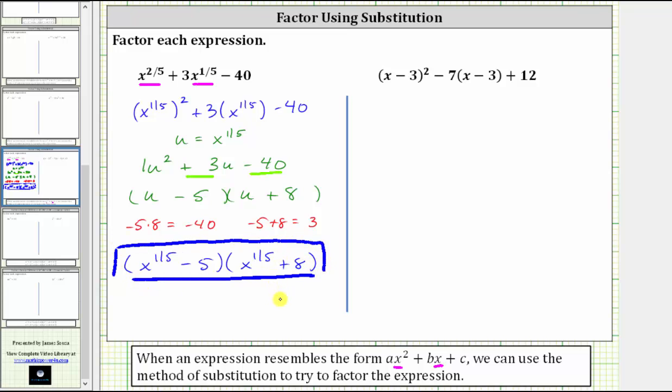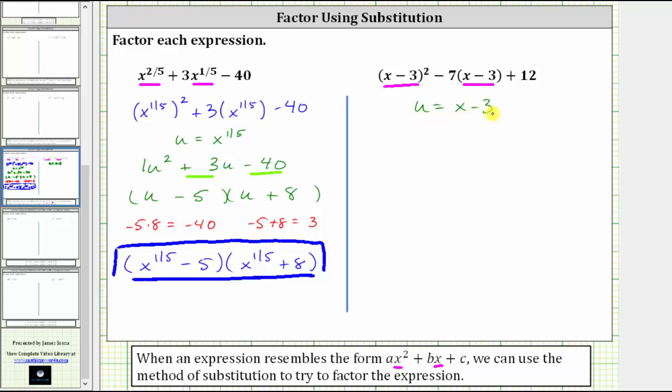And now let's take a look at our second example, which is a little bit different. Notice how we have the quantity x minus 3 squared minus 7 times the quantity x minus 3 plus 12. While we could multiply all of this out and then factor, let's use the method of substitution. Looking at this product here, notice how we have one factor of x minus 3, and then here we have two factors of x minus 3. So let's let u equal x minus 3 and perform substitution.